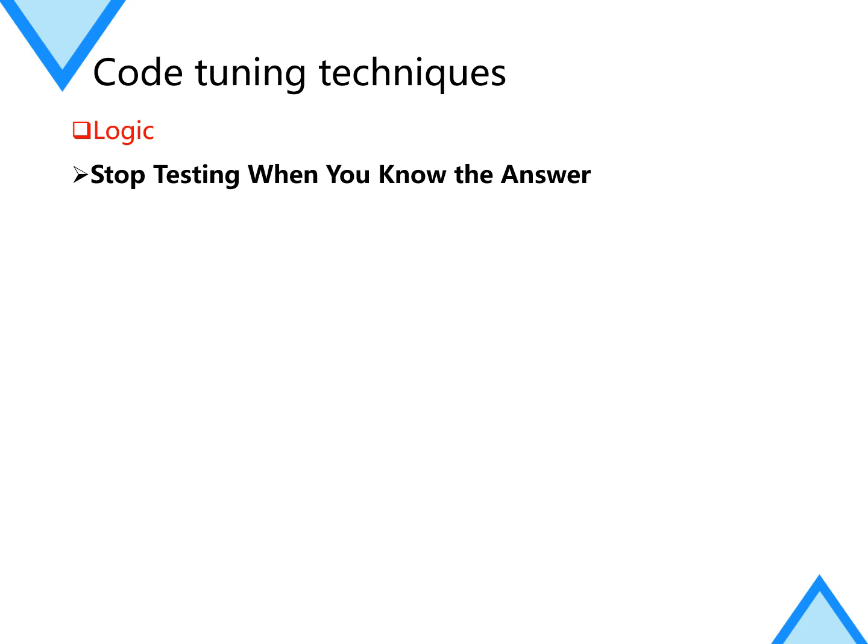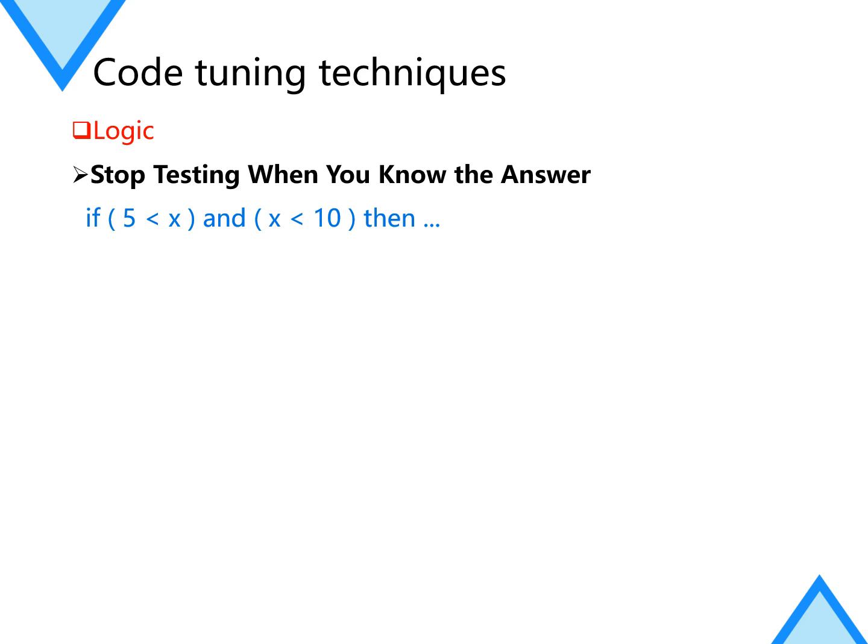The first practice related to logic is to stop testing when you know the answer. This means stop execution when you find the answer. Let's see some examples. We have one logic expression taken from some code. It has two conditions: if 5 is less than x and x is less than 10, then do something.